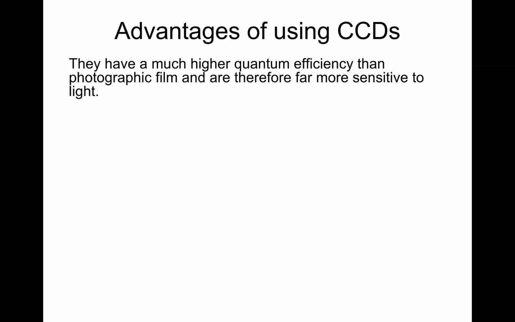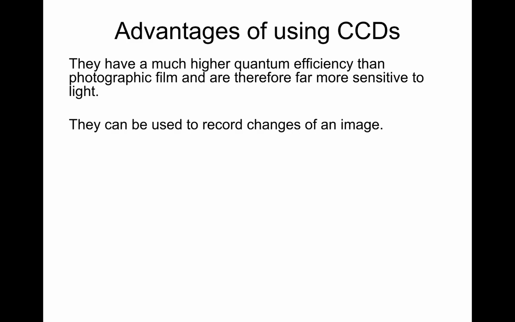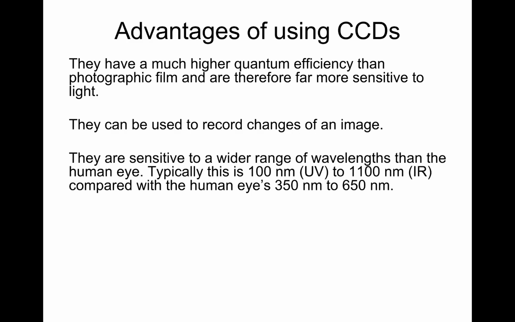Alright, so some advantages of using CCDs. They have a much higher quantum efficiency than photographic film and are therefore far more sensitive to light. They can be used to record changes of an image. They are sensitive to a wider range of wavelengths than the human eye, typically between 100 nanometers and 1100 nanometers, so all the way from UV to infrared.